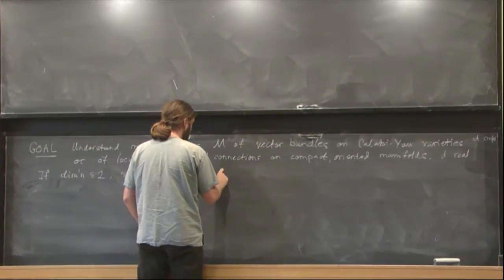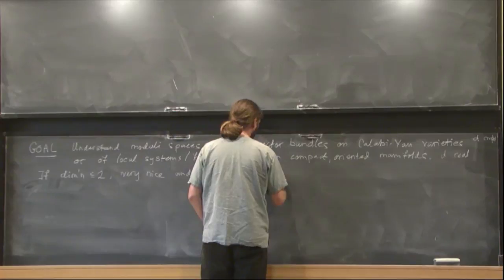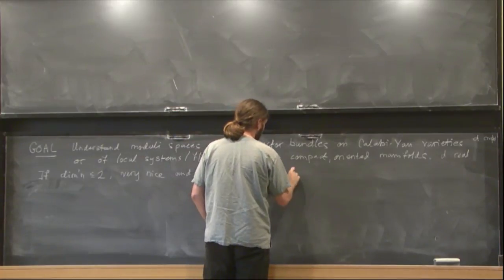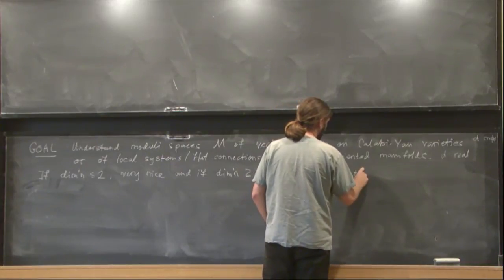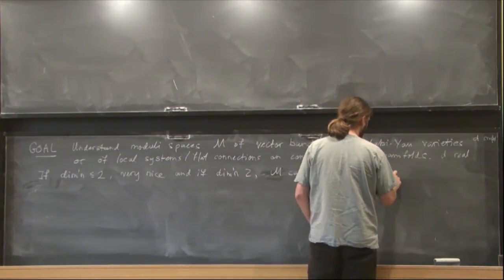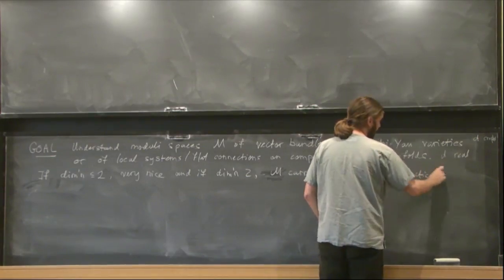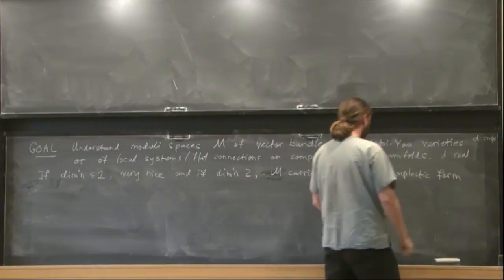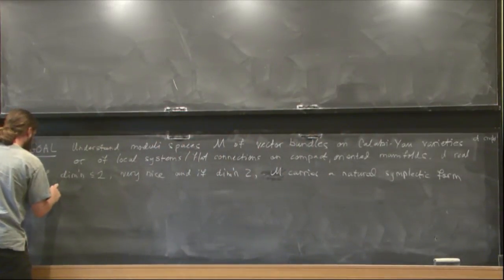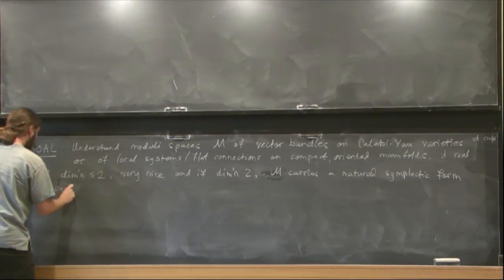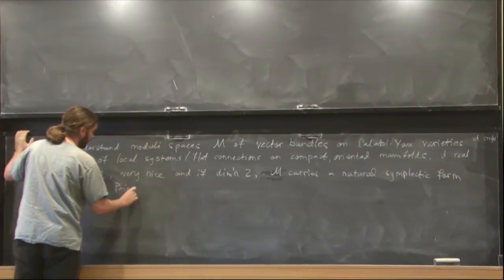And if dimension is equal to 2, M carries a natural symplectic form. So this will be an algebraic or holomorphic symplectic form. And this is built using either Poincaré or Serre duality.